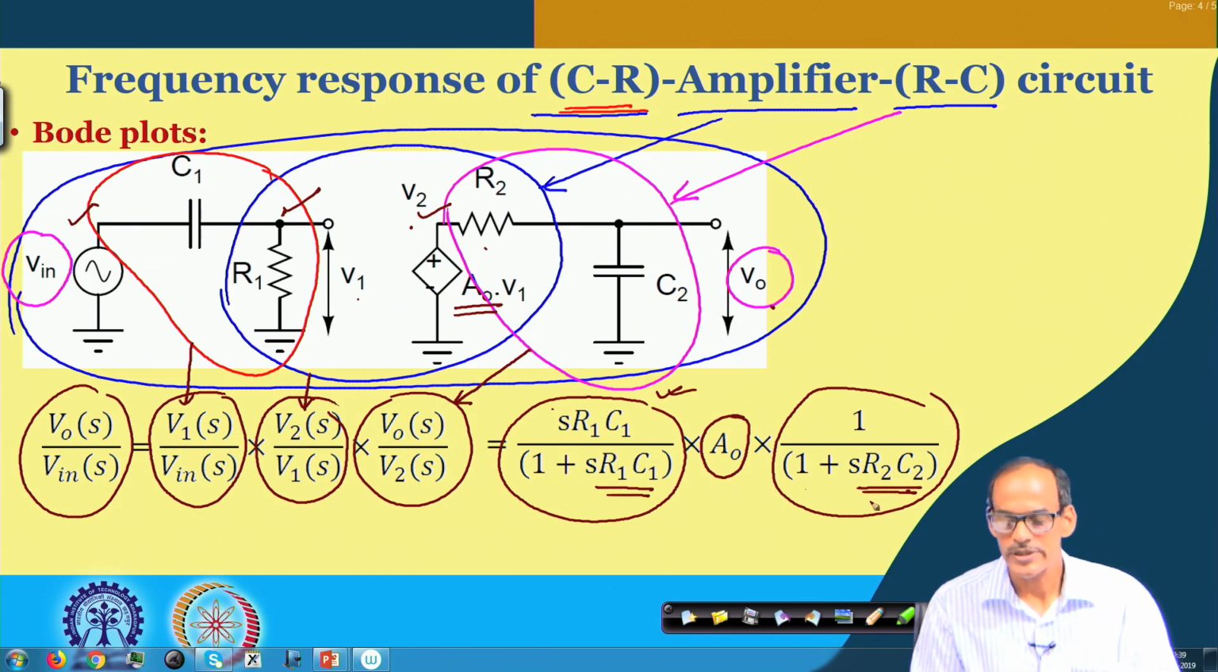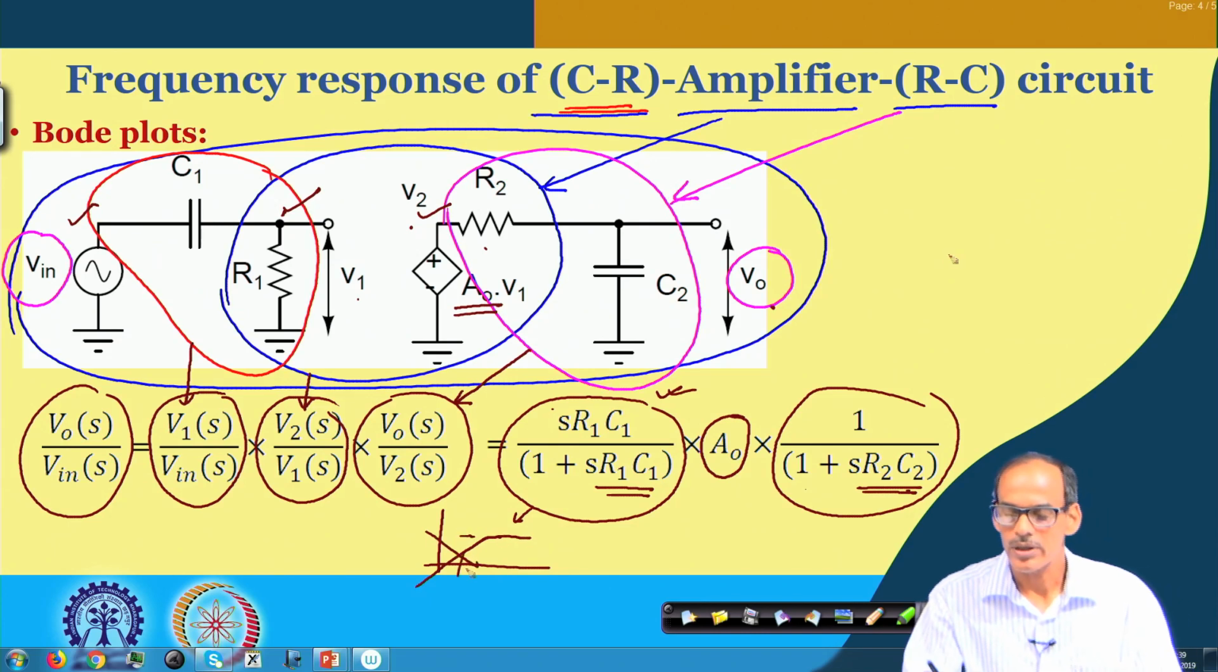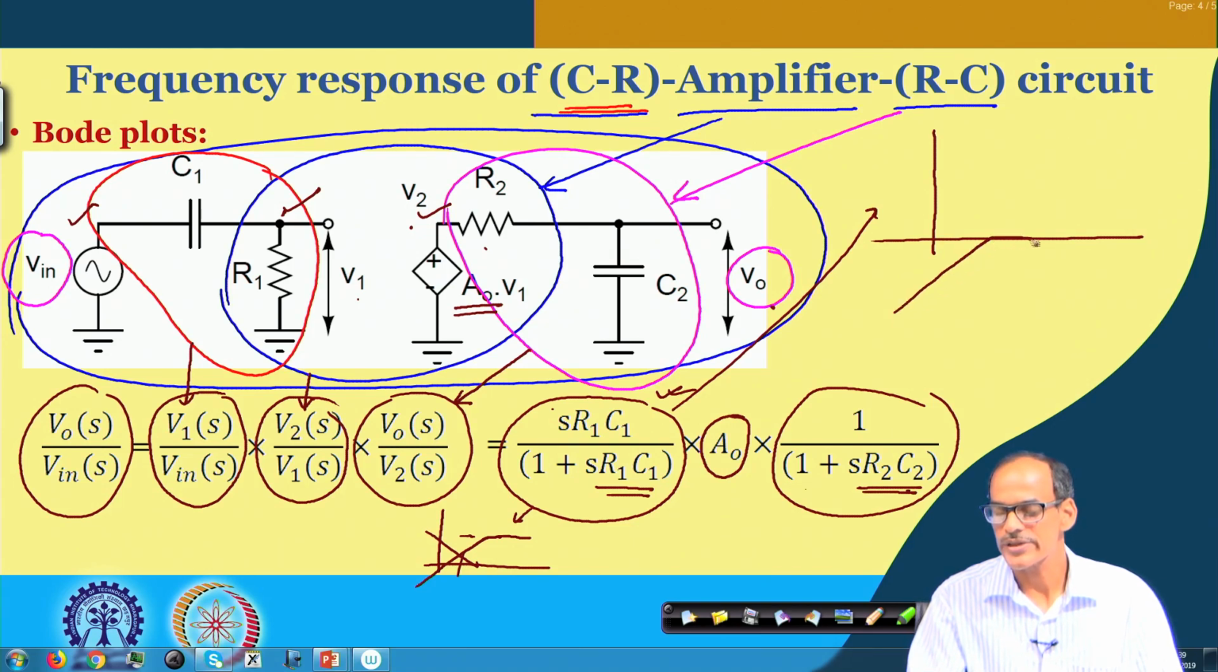The frequency response we obtained was giving us low pass, high pass characteristic, and this value was 0. Let me redraw here. This portion was having low pass characteristic, high pass characteristic, having a cutoff frequency of 1 by R1 C1.